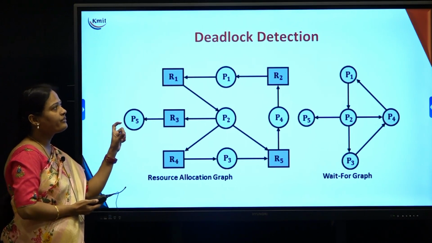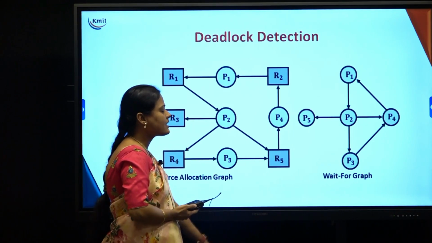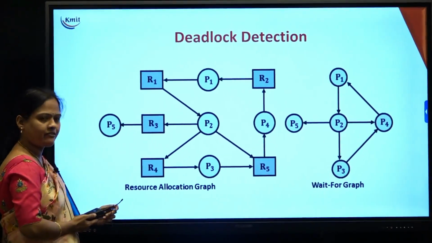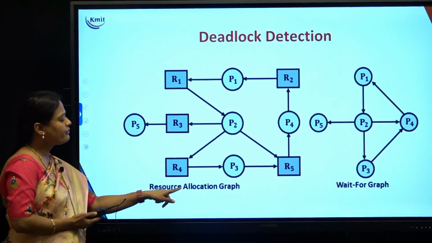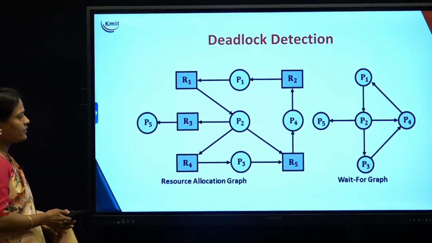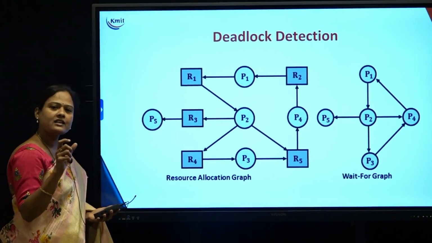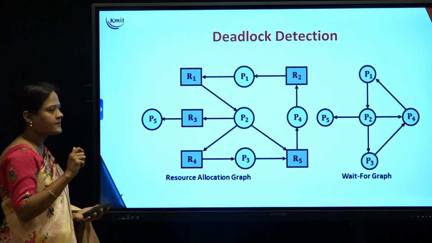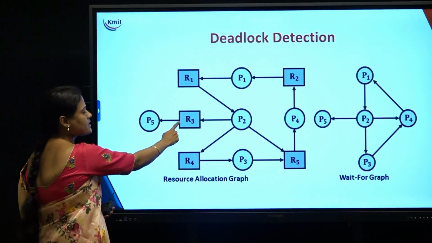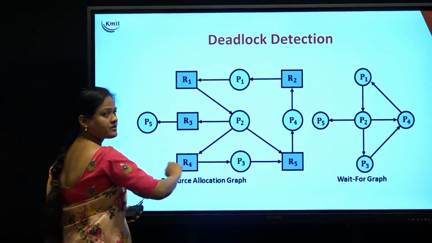In order to go for this deadlock detection, we construct a graph which we call a wait-for graph. Since you cannot construct a wait-for graph directly, we first construct a resource allocation graph. In the resource allocation graph, as we know, a graph is nothing but a collection of edges and vertices. So, in this graph, the edges are the lines connecting a resource and a process, and your vertices are your resources and the processes.